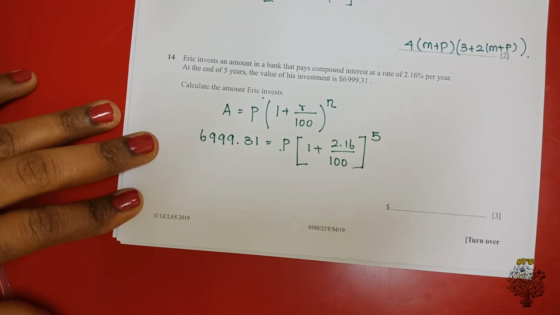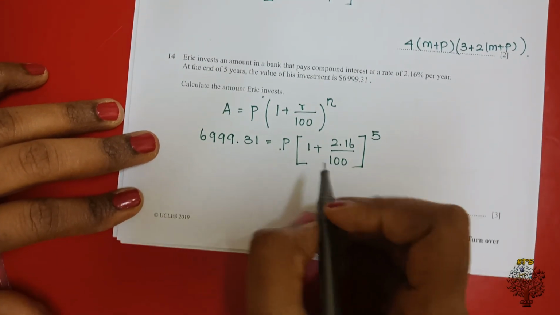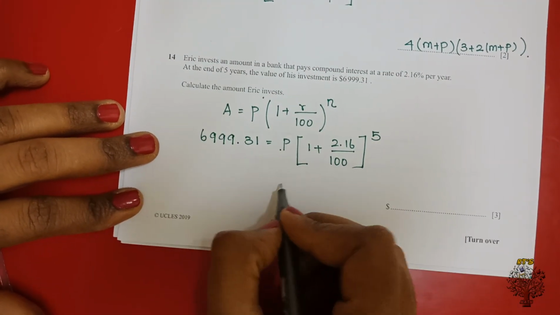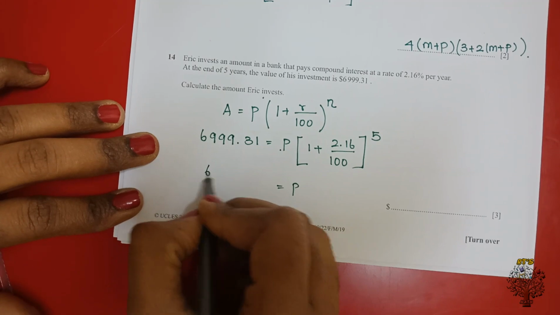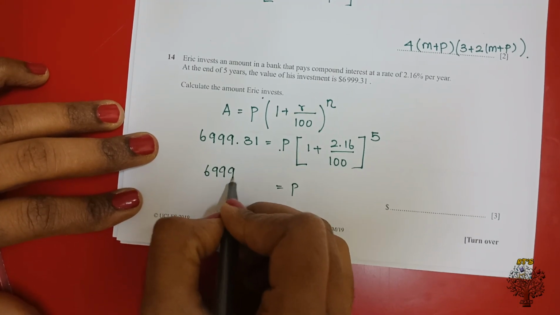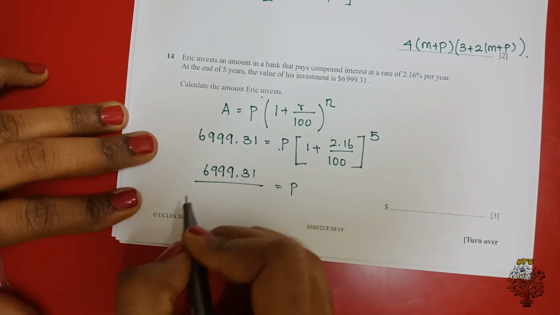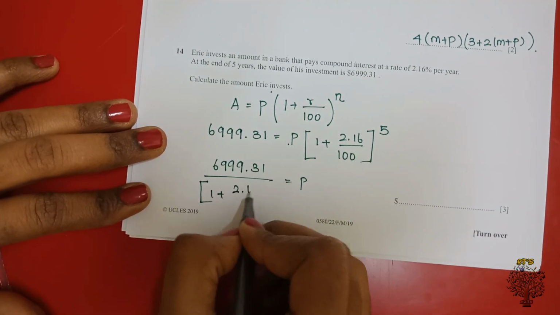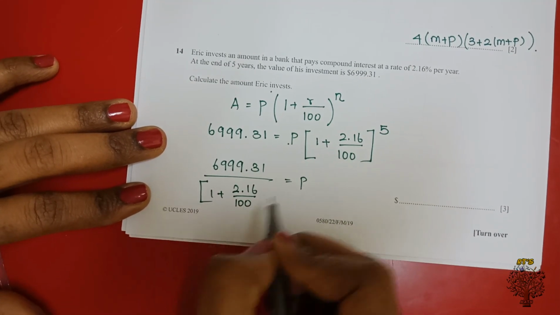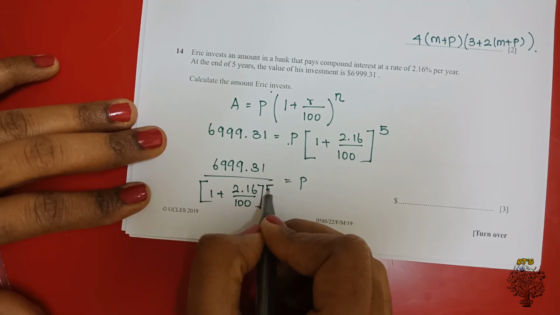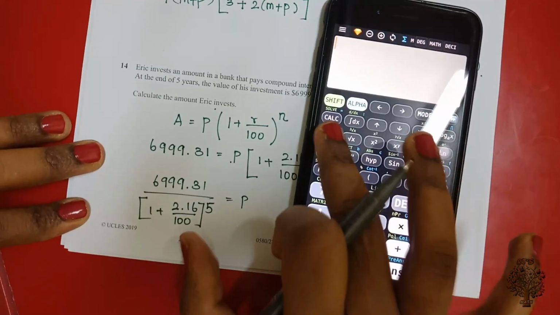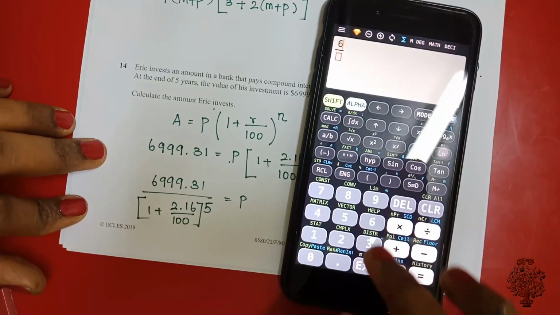Simple. Now we will be taking P, this term, to the other side. P alone one side. So P will stay back. We have 6,999.31 divided by 1 plus 2.16 divided by 100 the whole power 5. Okay, take your calculator, fix this.